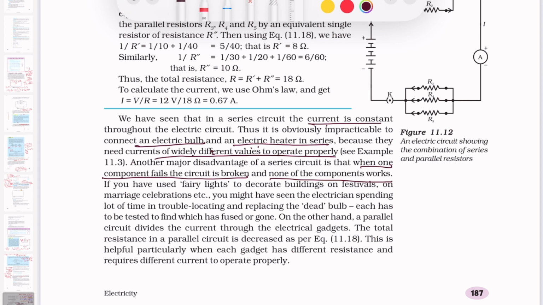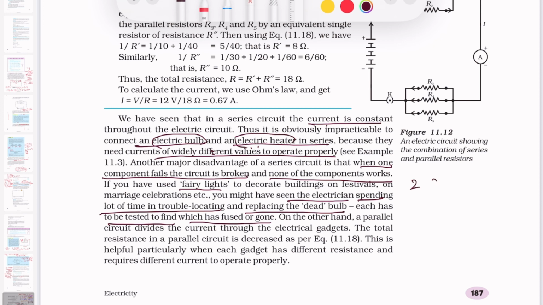For example, in fairy lights, you can see the electrician spending a lot of time locating and replacing the dead bulb, because each has to be tested to find which has fused or gone. So in series, these are all the disadvantages. What are the disadvantages? One is if two electrical appliances need different current, I can't connect them in series.